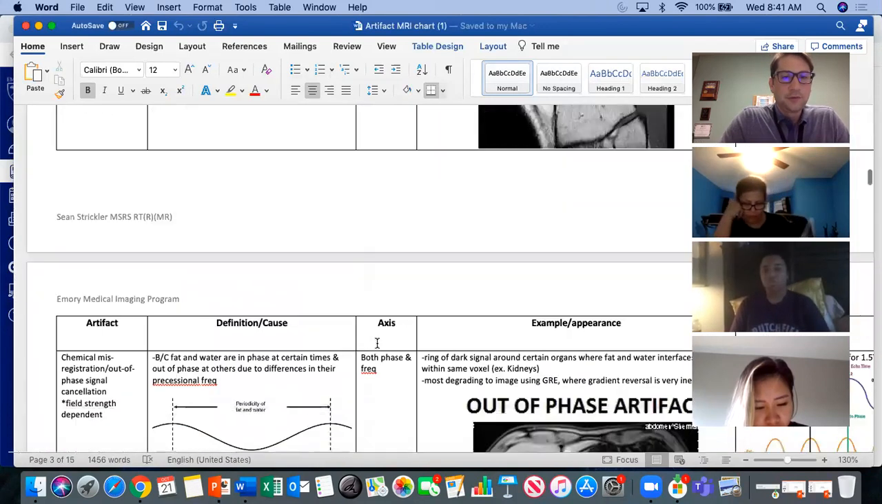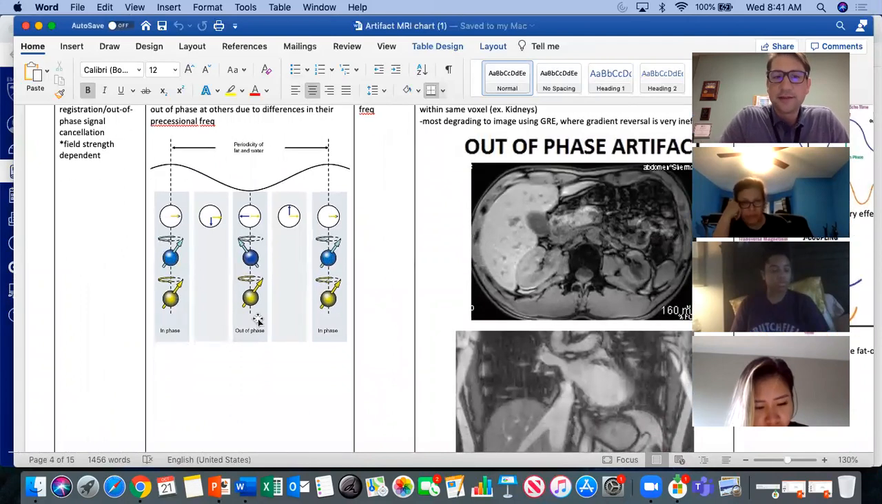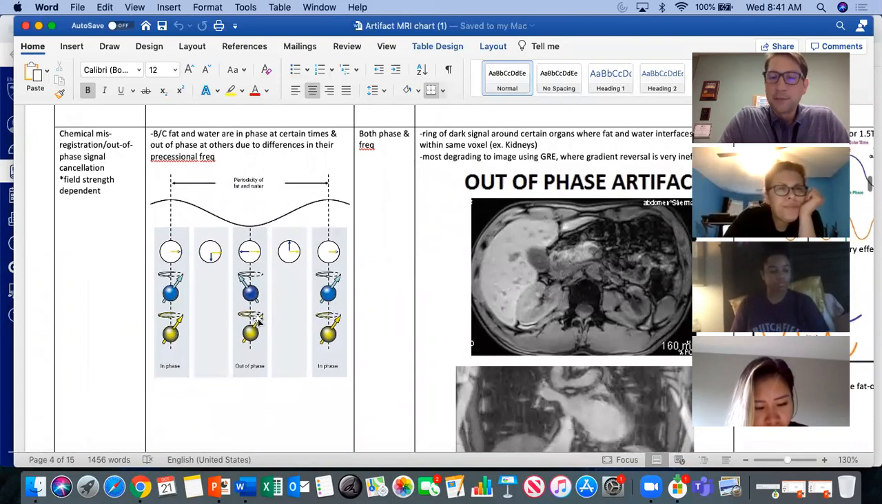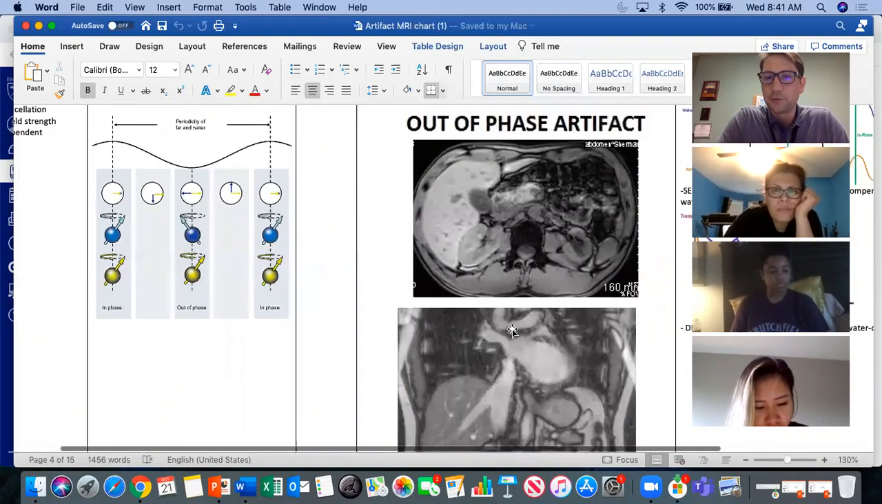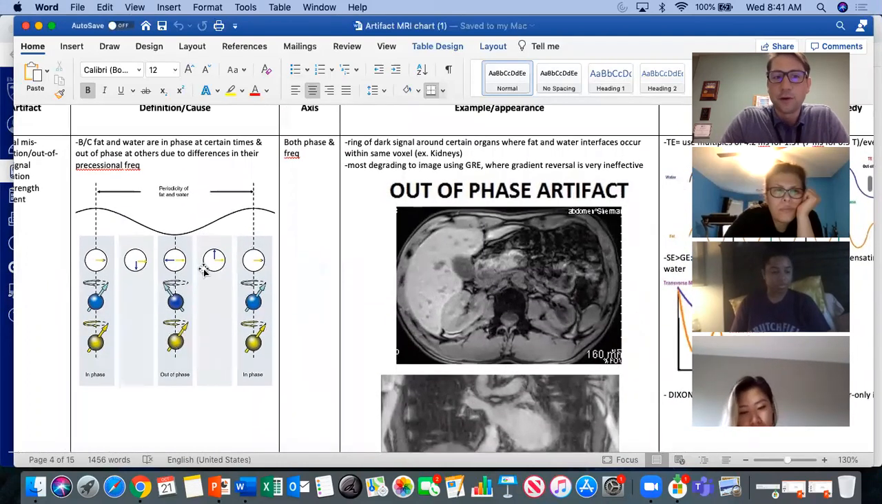And then we moved on to chemical misregistration. And once again, this kind of deals with fat and water and how they precess at different rates. But this artifact we sometimes use to our advantage because we're able to do what we call in and out of phase imaging, where sometimes water and fat are in phase, and then at different TEs they are out of phase, and then they're back in phase.